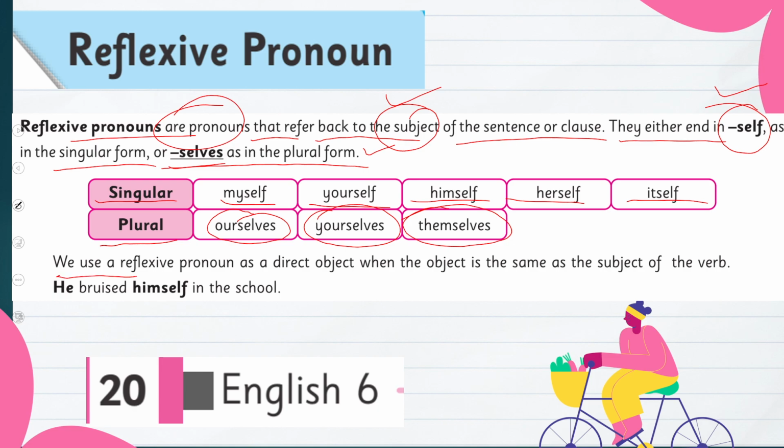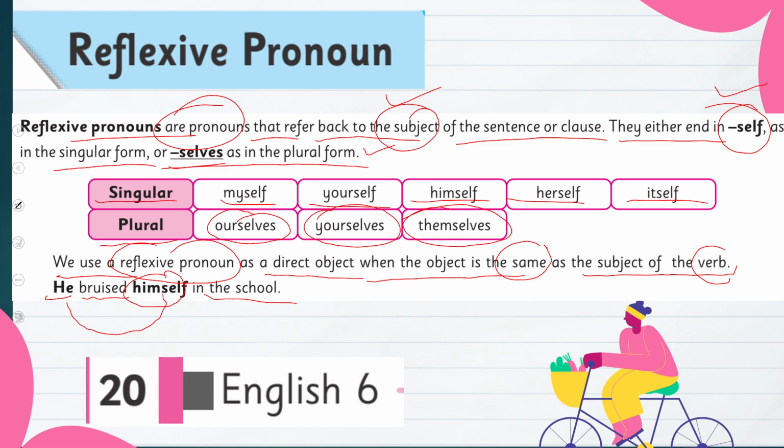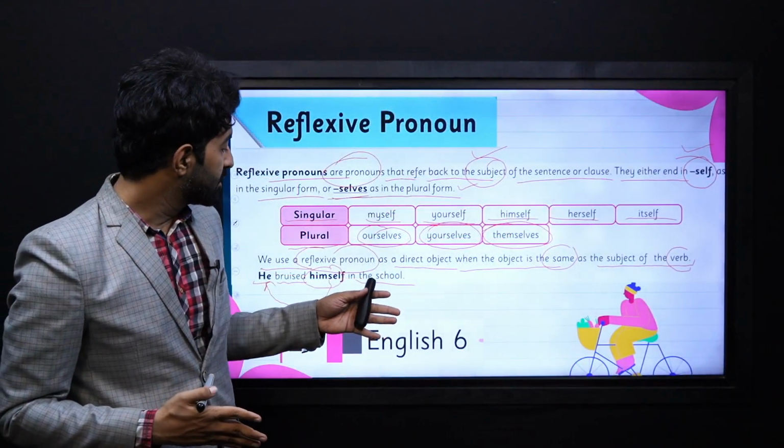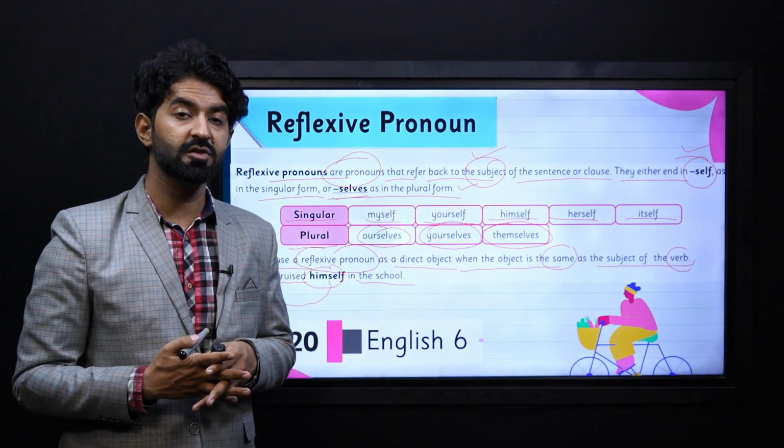We use a reflexive pronoun as our direct object when the object is the same as the subject of the verb. Let's look at an example. He bruised himself in the school. Now, this reflexive pronoun is a singular pronoun. It ends with self, not selves. It's referring back to the subject, which is the pronoun he. Now, this is how we use a reflexive pronoun.